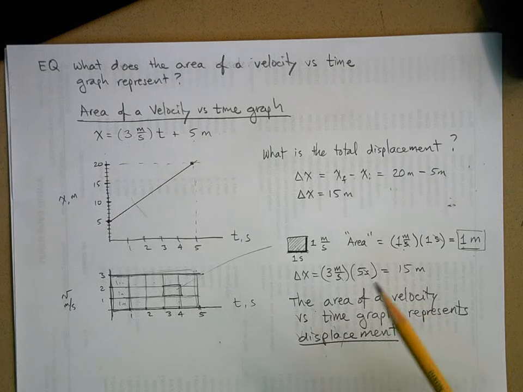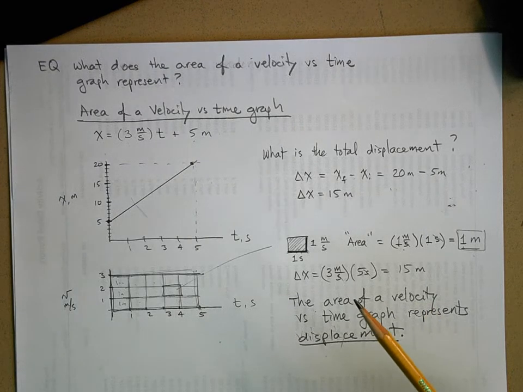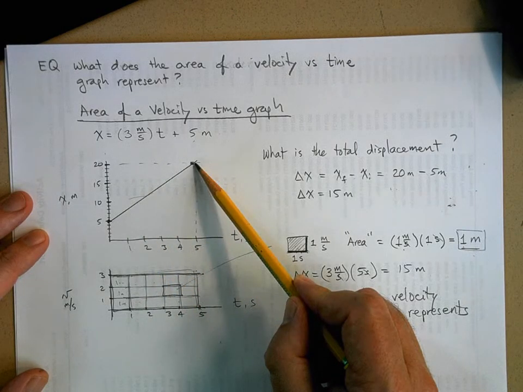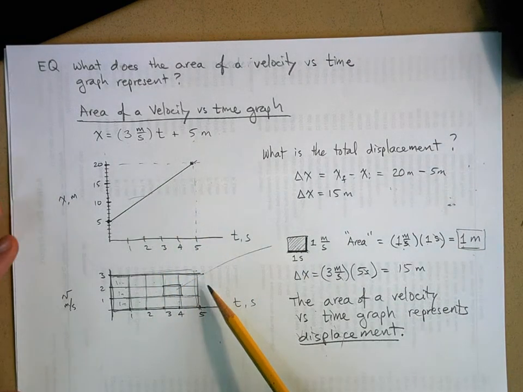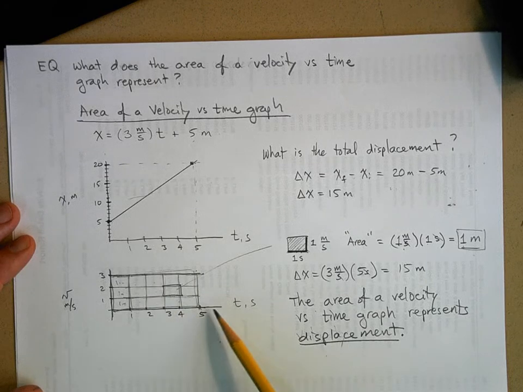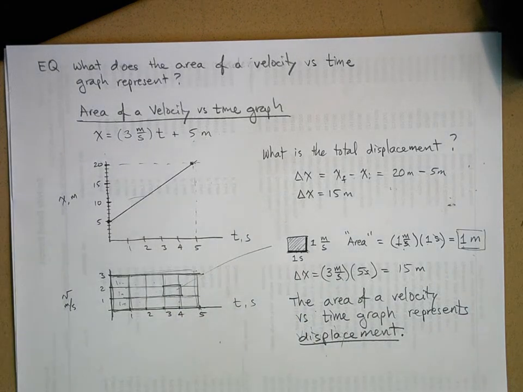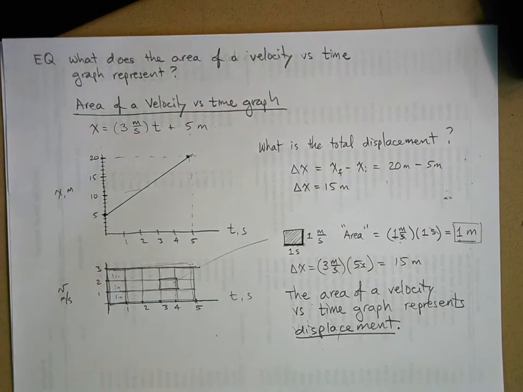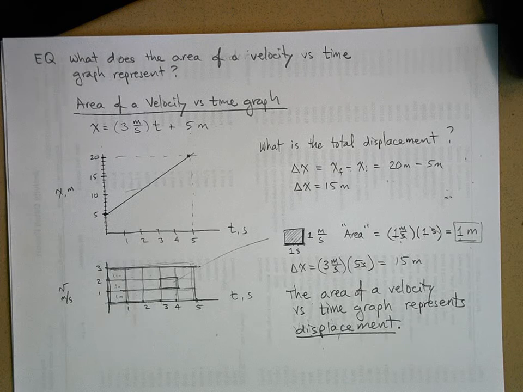So here we've got two ideas here. The slope of a position versus time graph represents velocity. The area of a velocity versus time graph represents displacement. And that's a very profound idea. In more sophisticated mathematical terms, that's the fundamental theorem of calculus, which you'll learn about in your calculus class. But it's easy to see here, I think. This is a very concrete example of that.